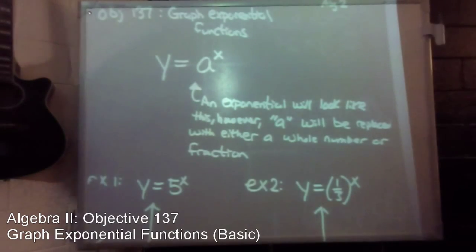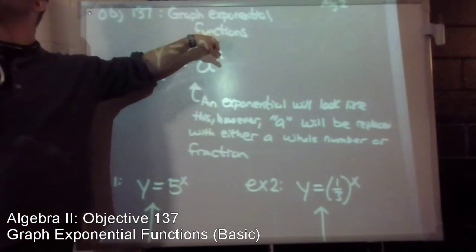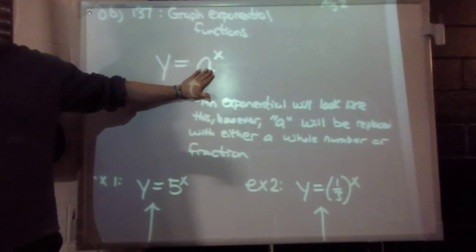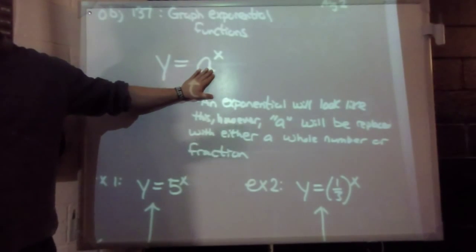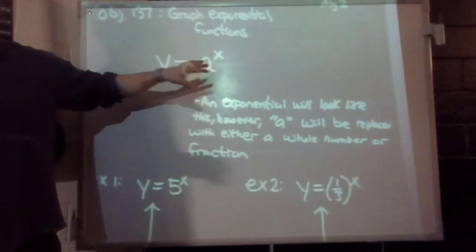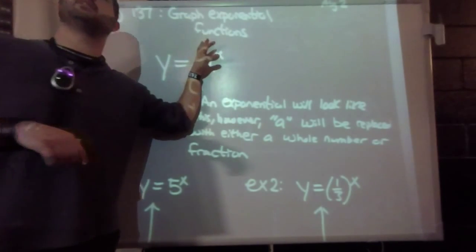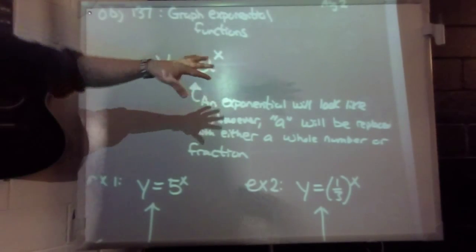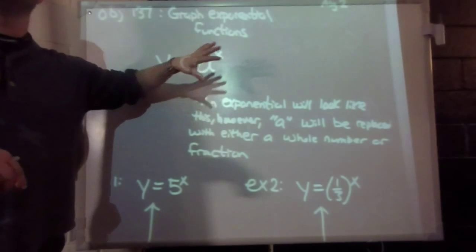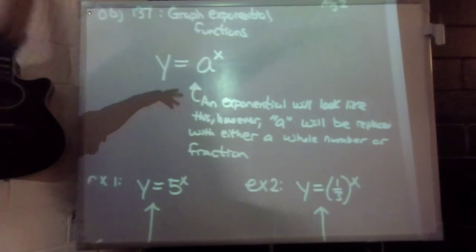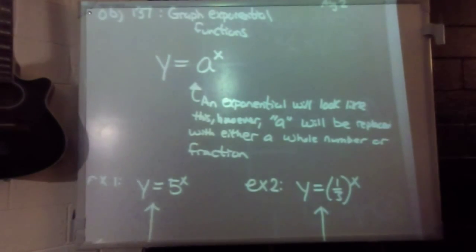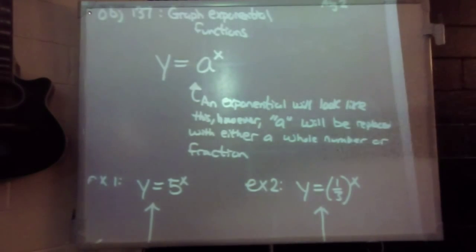An exponential function is going to have the x part of it as the exponent. Now this a right here won't be here. What I'm going to have instead of an a is a number. It could be a whole number, like a 5, a 6, a 7, or it could be a fraction like 1/3, 1/4, a fraction between 0 and 1. And that's going to make a difference in the shape.